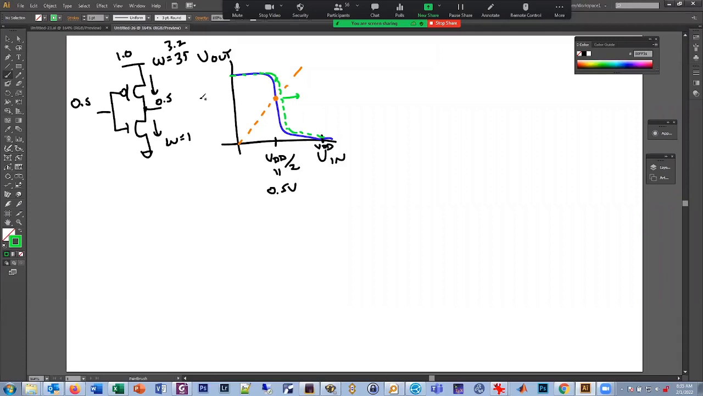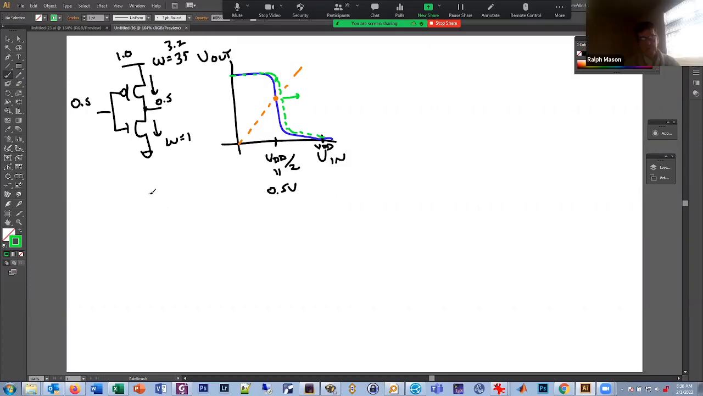But the conflicting part for me is to think like, okay, if the width is inversely proportional to the resistance, then you are increasing the current, but you are also decreasing the resistance. So how are you getting more voltage?